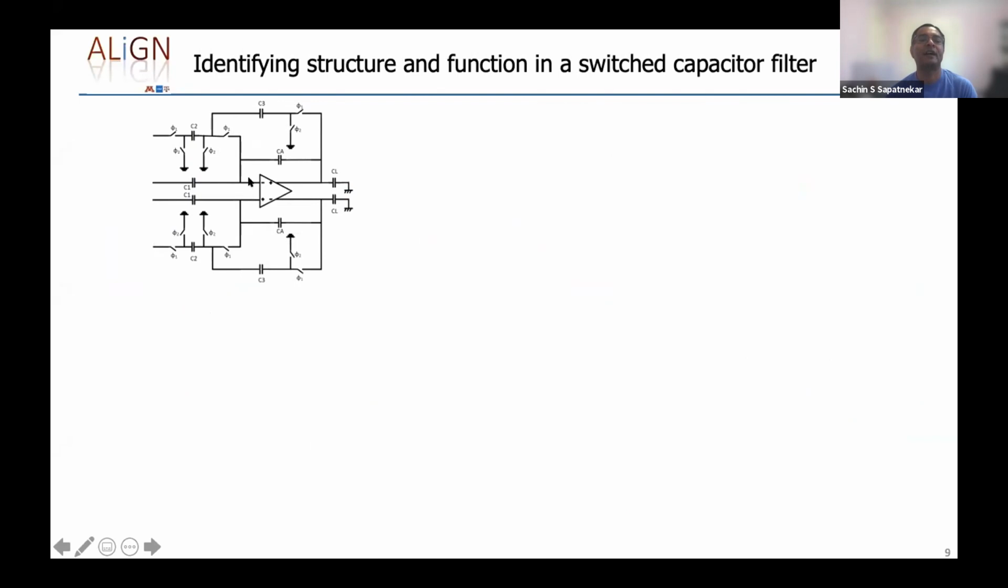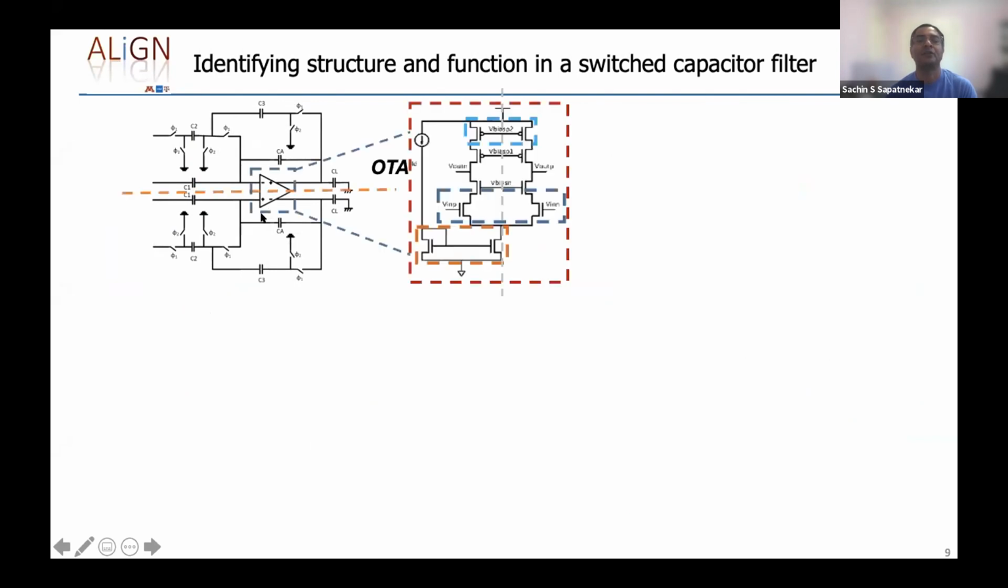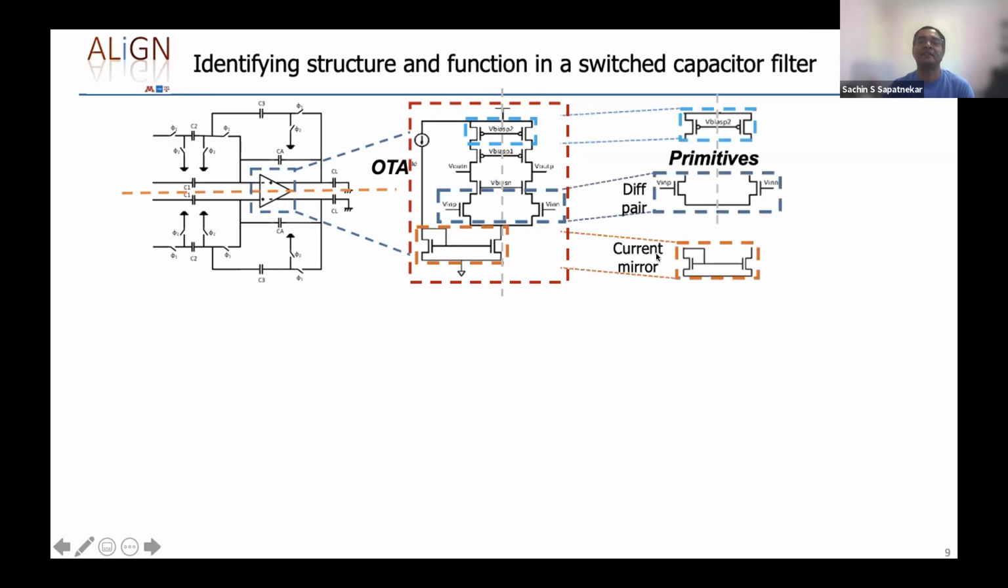And from that, we need to identify these structures. So we first go through an annotation step, which would, for example, identify this OTA. And within this OTA, you would find that there's something like this. So the netlist doesn't have to be hierarchical in this form. It could be flat. We would identify this OTA. Then within the OTA, we would identify sub-hierarchies. So you can see that there's a current mirror, a differential pair, a load, etc. And this is the lowest level.